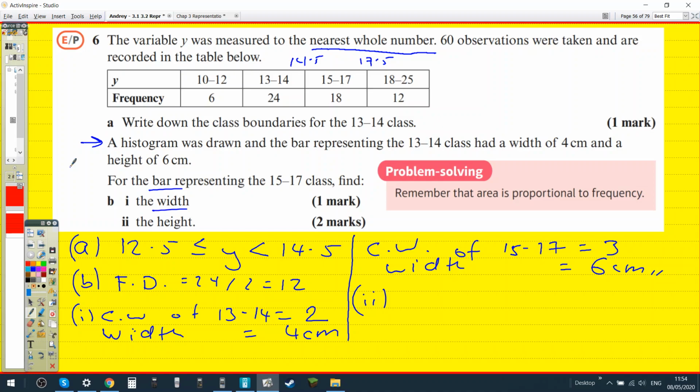So the height. Is the height like, so, 15, 17 class. So that's the 14.5 to 17.5 one. So for the 13 to 14 one, what does height match up with?